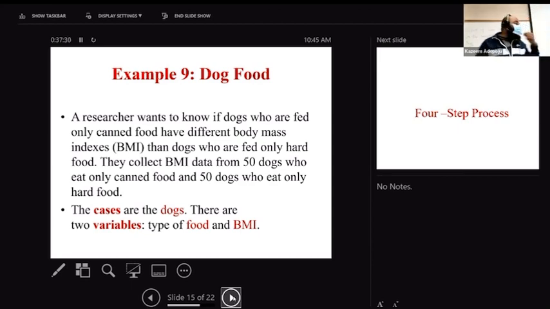Then we got two variables, type of food and BMI. The type of food is the explanatory variable. The BMI is the response. The type of food here is categorical. The BMI is quantitative because it does not have more than one level.